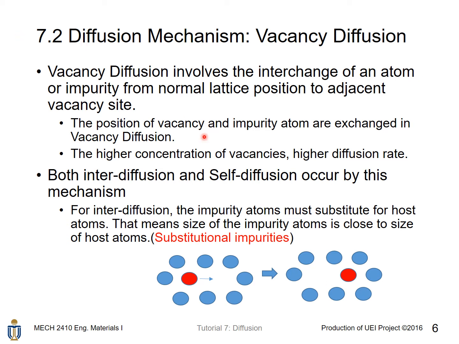And obviously, self-diffusion can occur by this mechanism because in normal solids, there are vacancies within the solid, and you can just move the atoms in and out of the vacancy, and that's basically vacancy diffusion within a single solid.